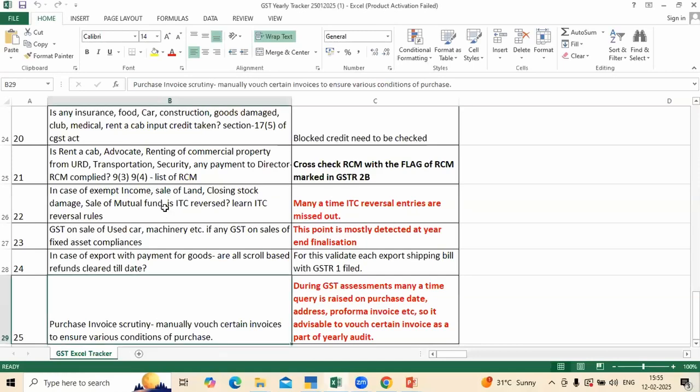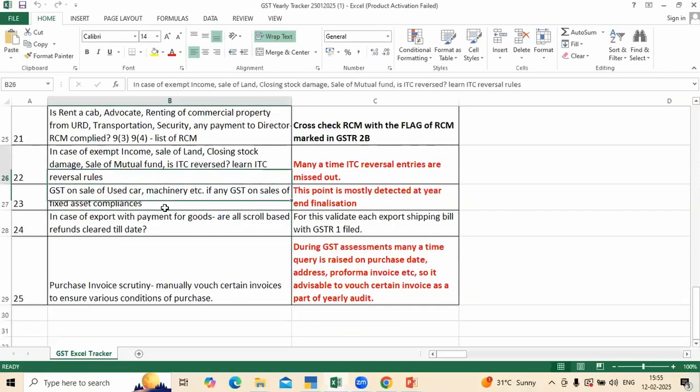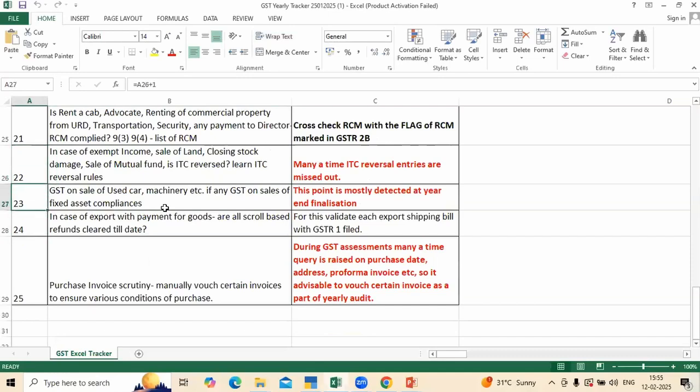Okay, moving further. So friends, we are done with point 22. We still have 3 points, then we'll move to the Tally part. So point number 23, GST on sale of used car, machinery, etc. Friends, this is also a very interesting point. This is again the recent GST council meeting amendment.